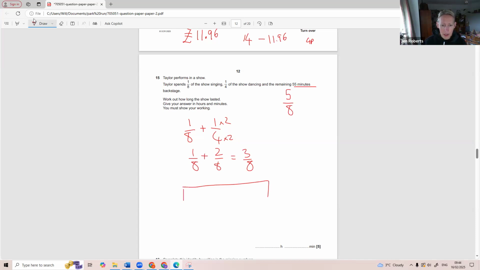I'm just going to show this with a little diagram here because it's not the easiest thing to work out. 1, 2, 3, 4, 5, 6, 7, 8. So Taylor spent 1, 2, 3, 4, 5/8 of the show backstage. The remaining show represents 55 minutes, right? So if 5/8 represents 55 minutes, 55 divided by 5 gives you 11 minutes. So each part of this fraction, the eighths, is 11 minutes. So all of these are 11 minutes as well. So can you say 11 times 8 represents the whole show, which is 88 minutes?